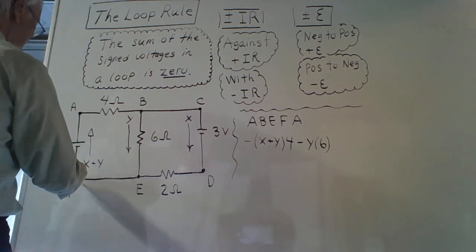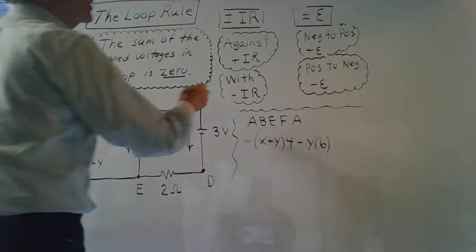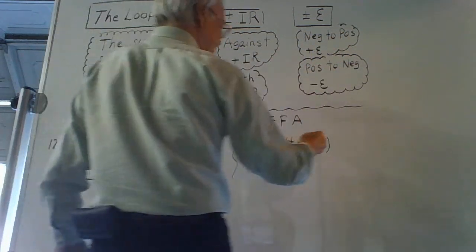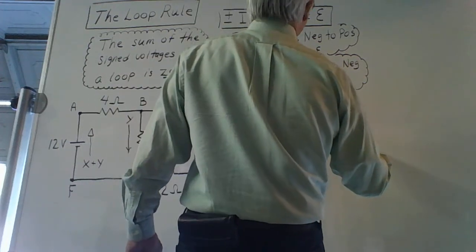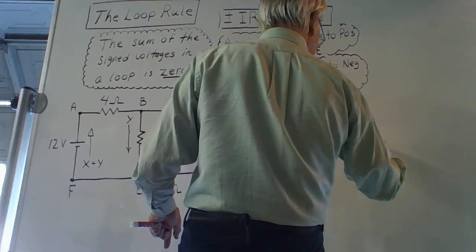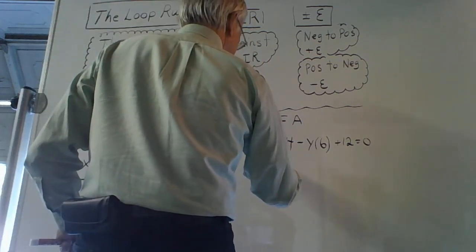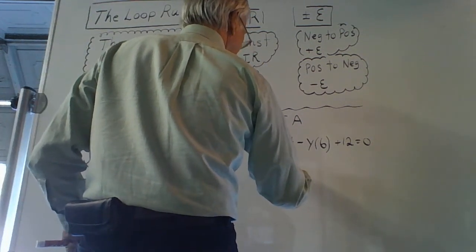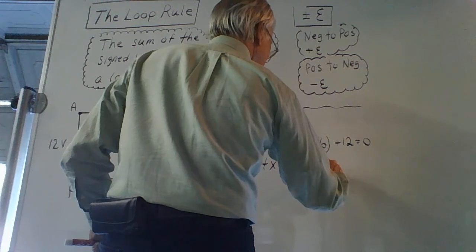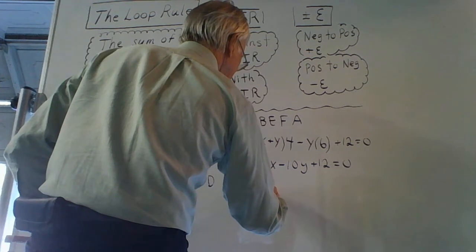And finally, we travel from F to A through a battery, from the negative terminal to the positive terminal. If you go from negative to positive, it's a positive battery voltage, or in other words, plus 12. That equals 0. I'll simplify this equation a little bit. It's negative 4x minus 10y plus 12 equals 0. I'll solve this equation for y like this.